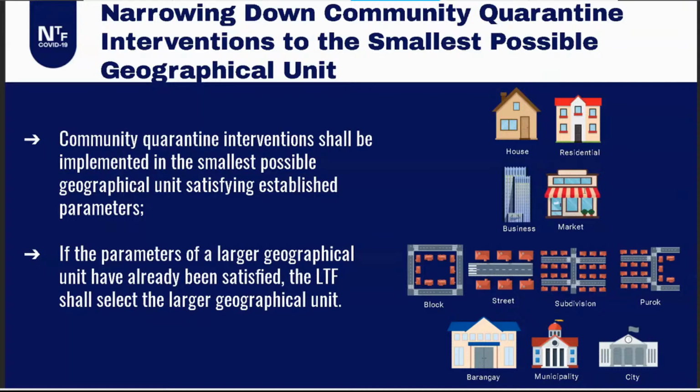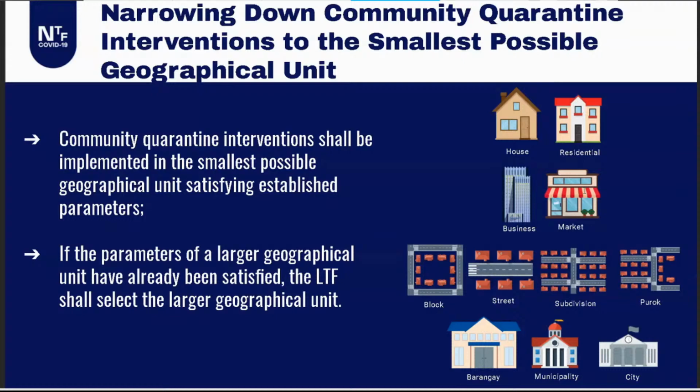Kung maaari po, kung hanggang bahay lang, edi bahay lang po. Kung isang apartment na building, hanggang apartment building lang po. Or kung pwedeng isang business establishment or isang block or isang street, no? Or isang subdivision. So marami po tayong options, no? Kaya po tayo may options para before pa tayo makarating sa barangay lockdown, we are all assured that before we declare the entire barangay into a lockdown, kailangan po mag-qualify po siya sa parameters na sinet ni National Task Force.